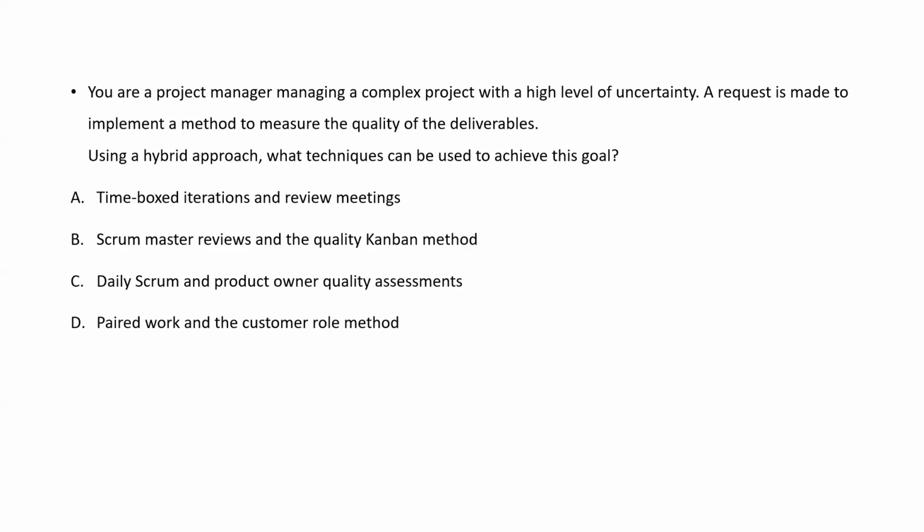Great. You are managing a project with a high level of uncertainty. A request is made to implement a method to measure the quality of the deliverable. Using a hybrid approach, what techniques can be used to achieve this goal? Time-boxed iterations and review meetings; Scrum Master reviews and the quality Kanban method; daily Scrum and product owner quality assessments; shared work and the customer role method. You have a high level of uncertainty, and you want to measure the quality of the deliverable. Where we check the deliverable, what do we call that thing?